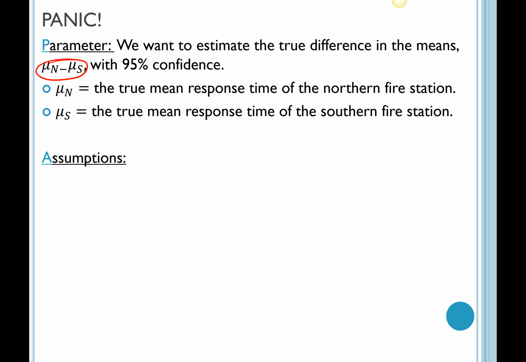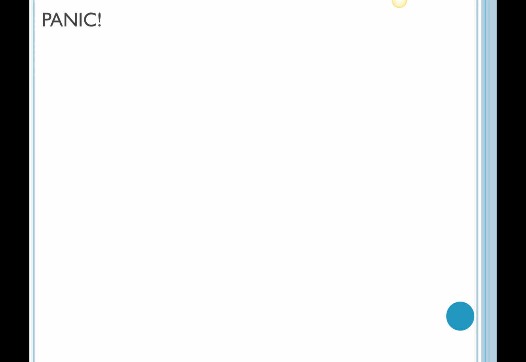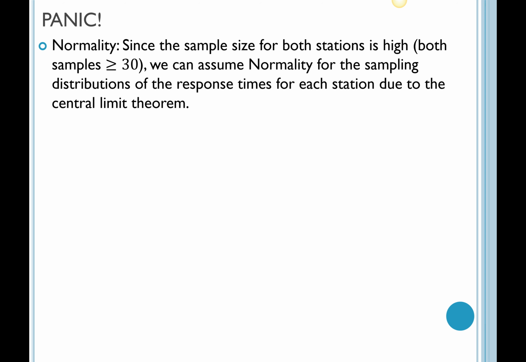So our assumptions, we do have three. First assumption there being independent random samples of 50 calls from both the Northern and the Southern Fire Stations. All right, again, with the word independent, that is why it's bolded and underlined. Remember, the whole premise of this Chapter 10 unit is going to be to talk about independent random samples. We have more than one sample, so we need to make sure that we note that when we do our inference procedure.